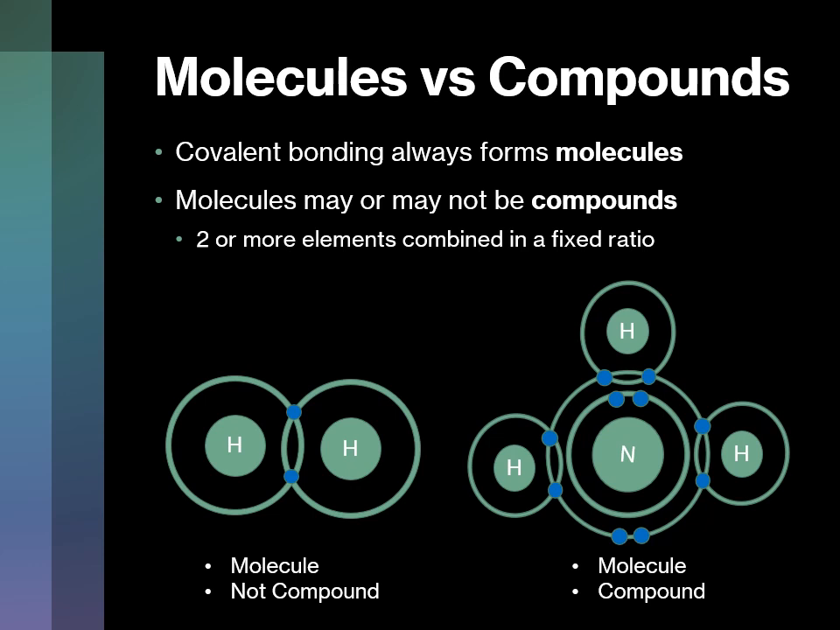We're going to finish this video with a comparison of molecules and compounds. Now, covalent bonding always forms molecules, but those molecules may or may not be compounds. In order for something to be a compound, there have to be 2 or more elements involved. So in the examples we have here, our molecular hydrogen is a molecule, but it isn't a compound because there's only one type of atom. In the ammonia, on the other hand, we have 2 different elements, nitrogen and hydrogen, and we have a specific ratio of 1 nitrogen to 3 hydrogens. So in this case, we have both a molecule and a compound.